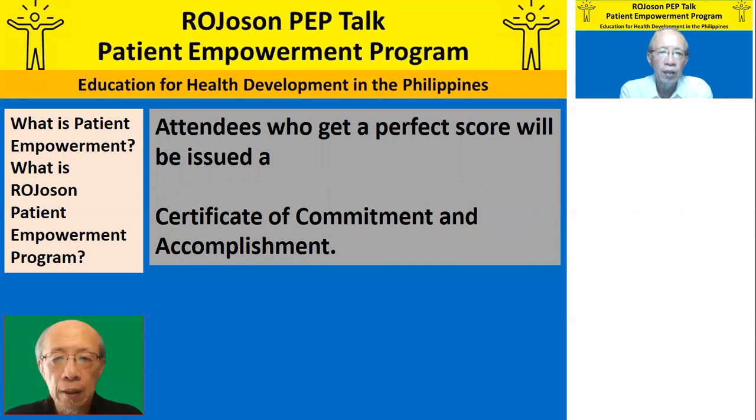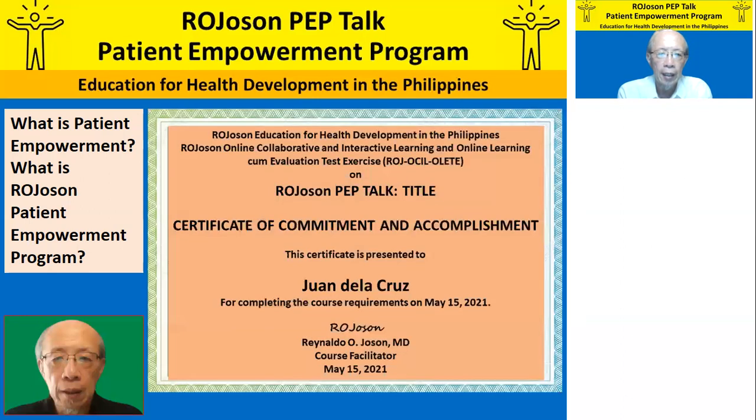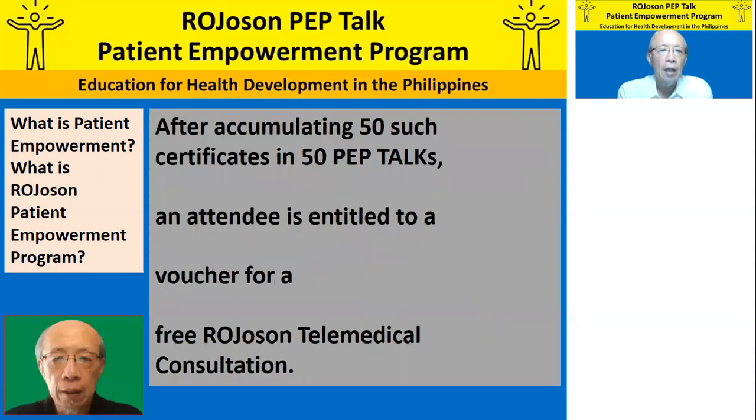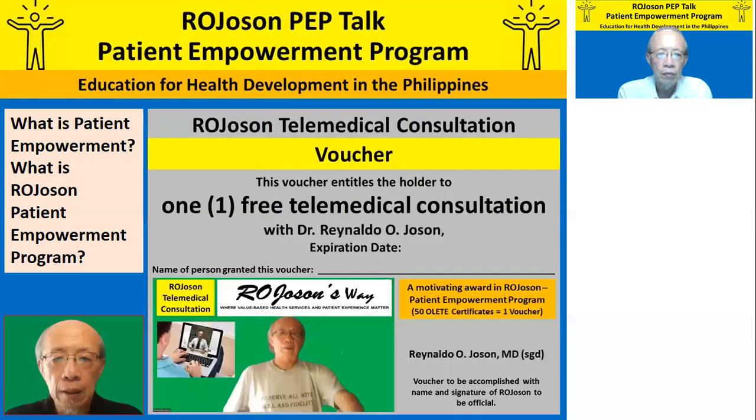Attendees who get the perfect score will be issued a certificate of commitment and accomplishment like this. After accumulating 50 such certificates in 50 PEP Talks, an attendee is entitled to a voucher for a free ROJoson Telemedical Consultation. This is the voucher.